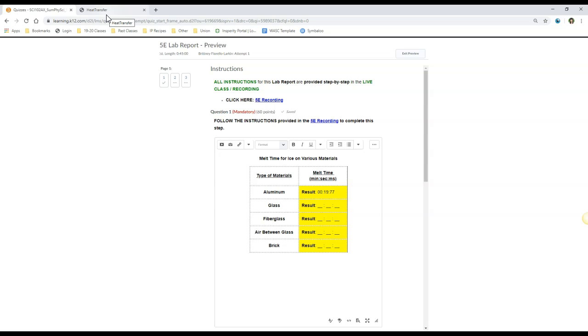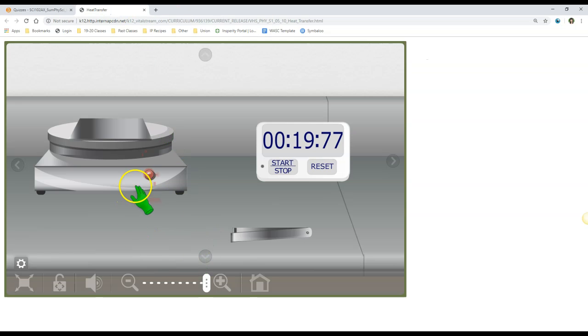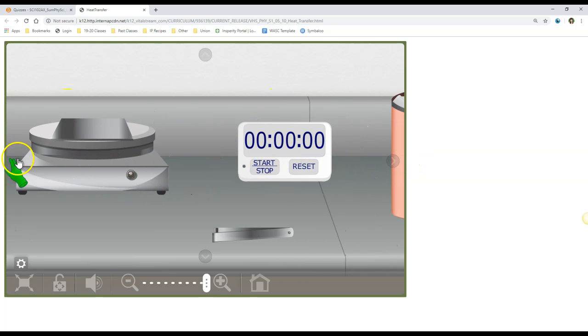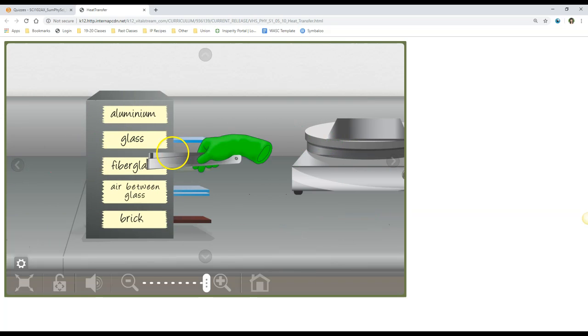Now I'm going to show you the glass, fiberglass, air between glass, and the brick. Again, for these ones, I am not going to actually stop the timer for you. You are going to need to pause the video and stop it yourself, and you will need to fill in the data yourself.